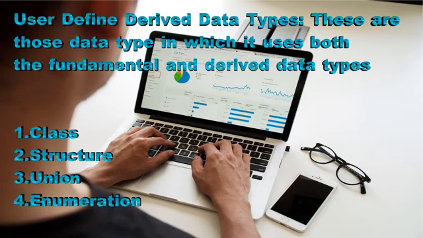So when we talk about user-defined data types, they use the functionality of both fundamental data types as well as derived data types. User-defined data types are like class, structure, union, enumeration. When we talk about class, a class basically includes all the types of data which are of the same nature, like we have discussed in object-oriented programming also.